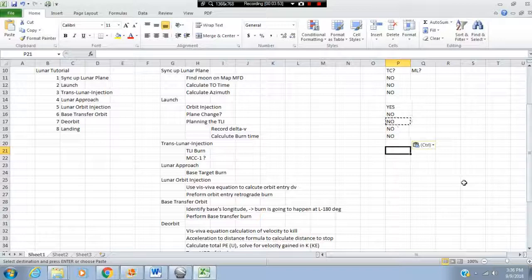Your translunar injection burn has to happen, time critical. Now, if you don't do it right, then you get a free return trajectory. So you're not going to get mission loss here, so you don't have to worry about that. The next thing we're going to do is potentially a mid-course correction maneuver. Believe it or not, this is actually not time critical.